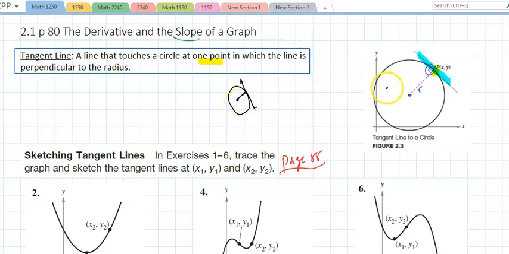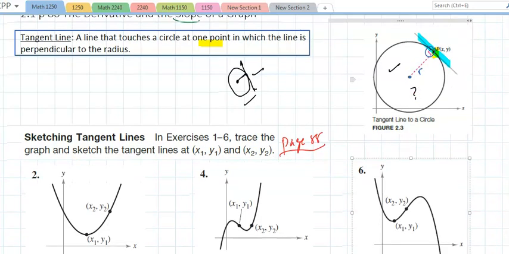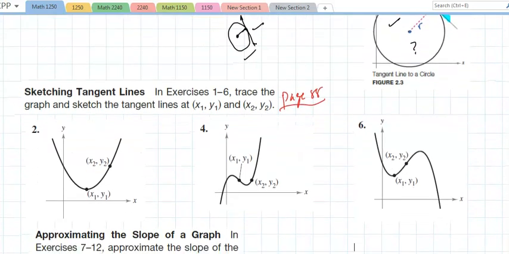And you could see how good this is and how good this is. I expect you to do something like that, maybe a bit nicer, but I don't expect you to do this for sure. So we're going to start off on page 88. Trace the graph and sketch the tangent lines at point x1, y1, x2, y2.